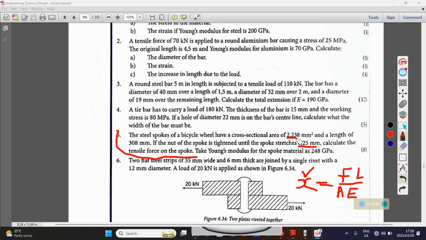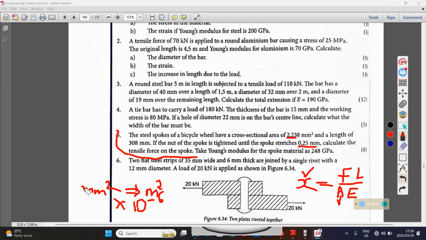They gave you the area there. That area as well, you must change it to meters. Then from millimeter squared to meter squared, you will multiply by 10 to the power minus 6.